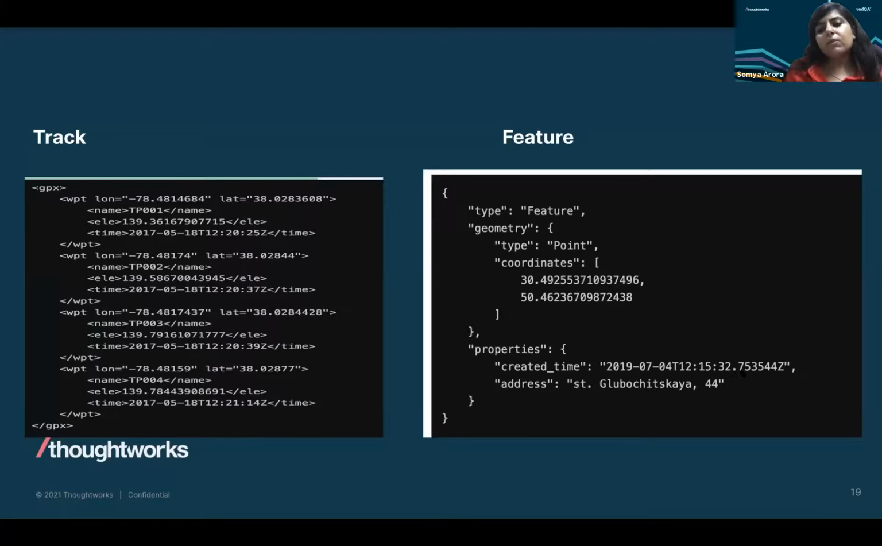It just has some additional things like address or created time, other than the normal geometry object. So I hope you have got an idea of how it is represented in the backend. It will be more clear when I show it with a real-life example.